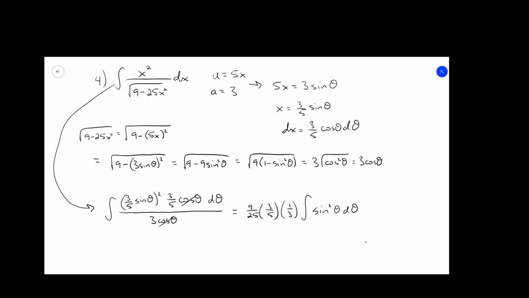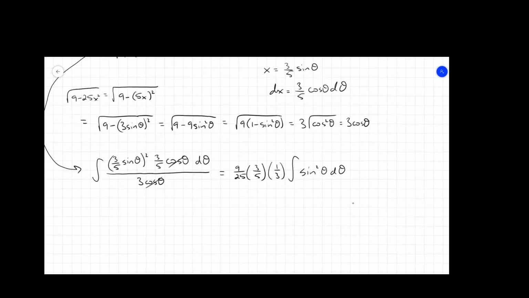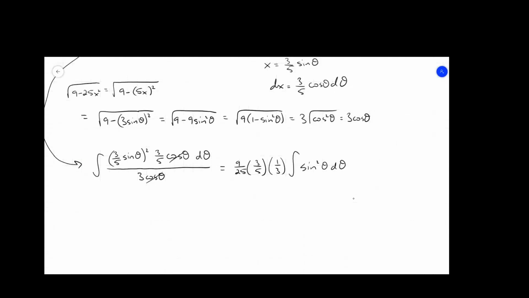Everybody with me so far? Any questions? And then notice 3 cancels here. And what are we left with after we cancel the constants to simplify? 9 and 25 times 5, 125. And so 9 over 125.